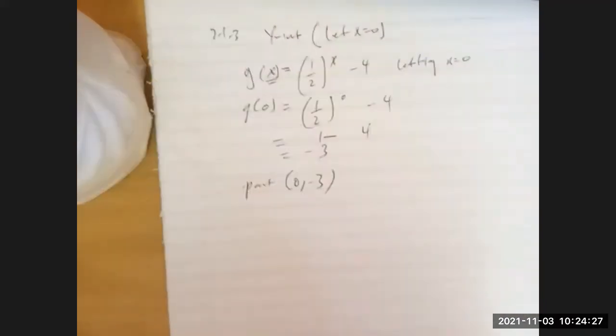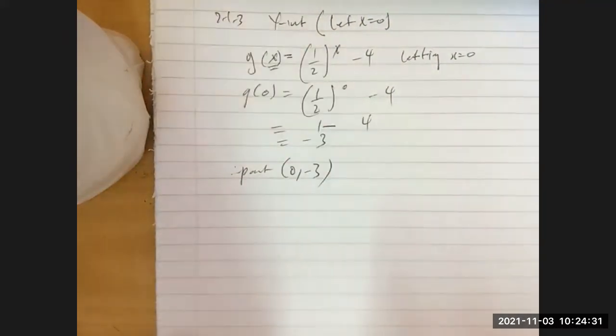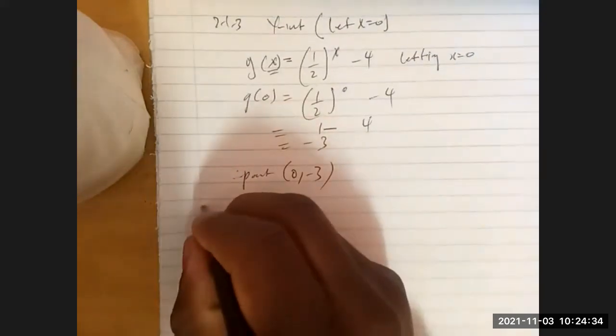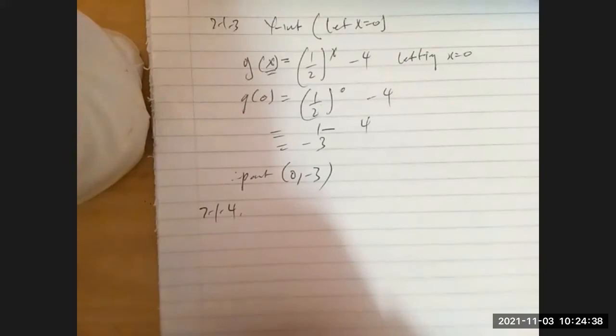There you go. Right. So we now have the y-intercept and x-intercept. The procedure of finding the two is the same regardless of which graph you are working with. 7.1.4. Hence, write down the values of x for which g of x is less than 0.